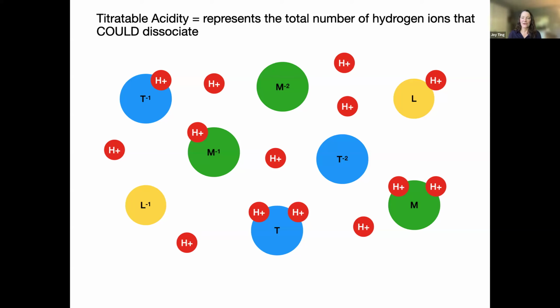So in our cartoon form here, I think we'd have 13 hydrogen ions that would contribute to the titratable acidity. The reason that the titratable acidity is associated with the sensory component of the wine is that essentially this is what's happening when the juice or the wine gets into your mouth.